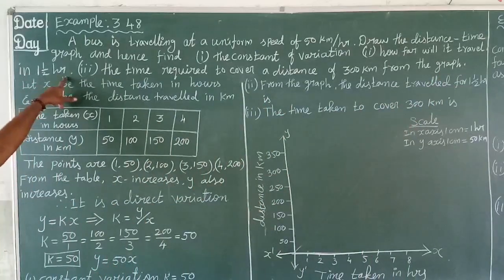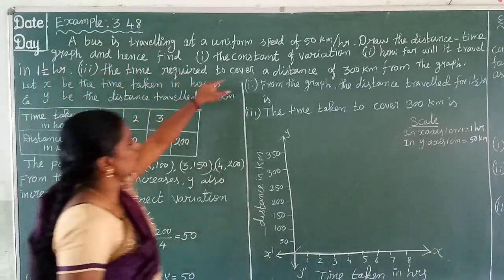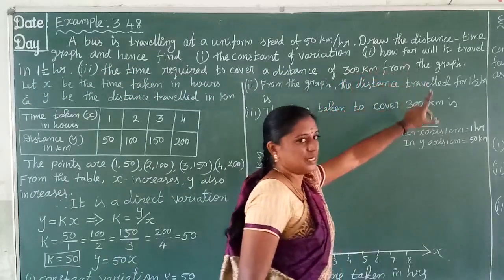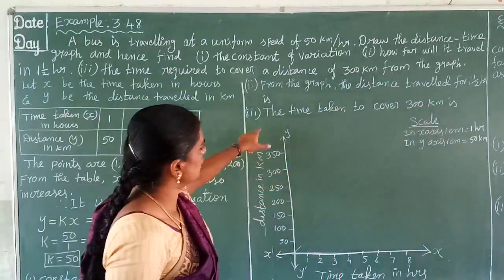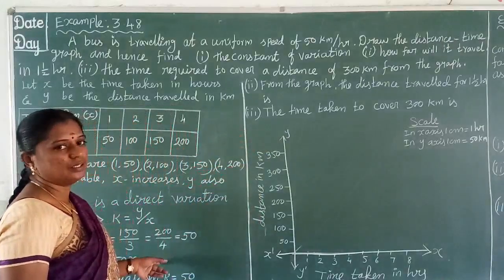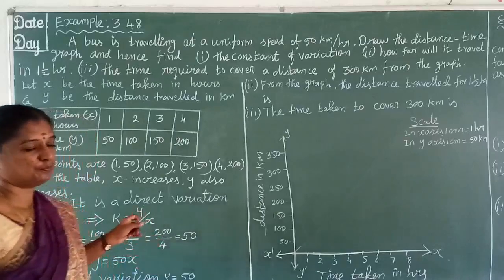So in 1.5 hours, which distance is covered, so you want to find. Next, the third one, the time required to cover a distance of 300 km from the graph. So to cover 300 km, how much time do we take? So three things you want to find.